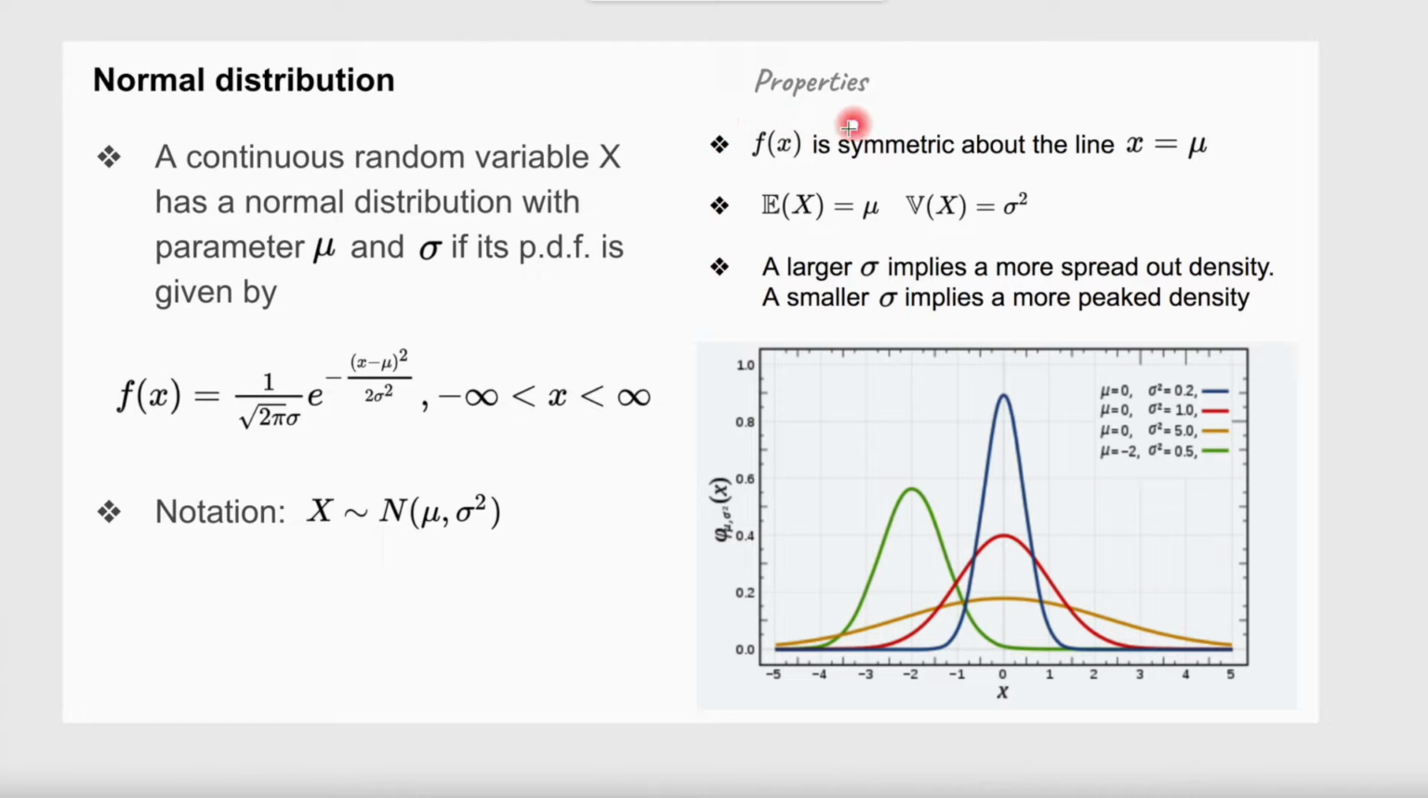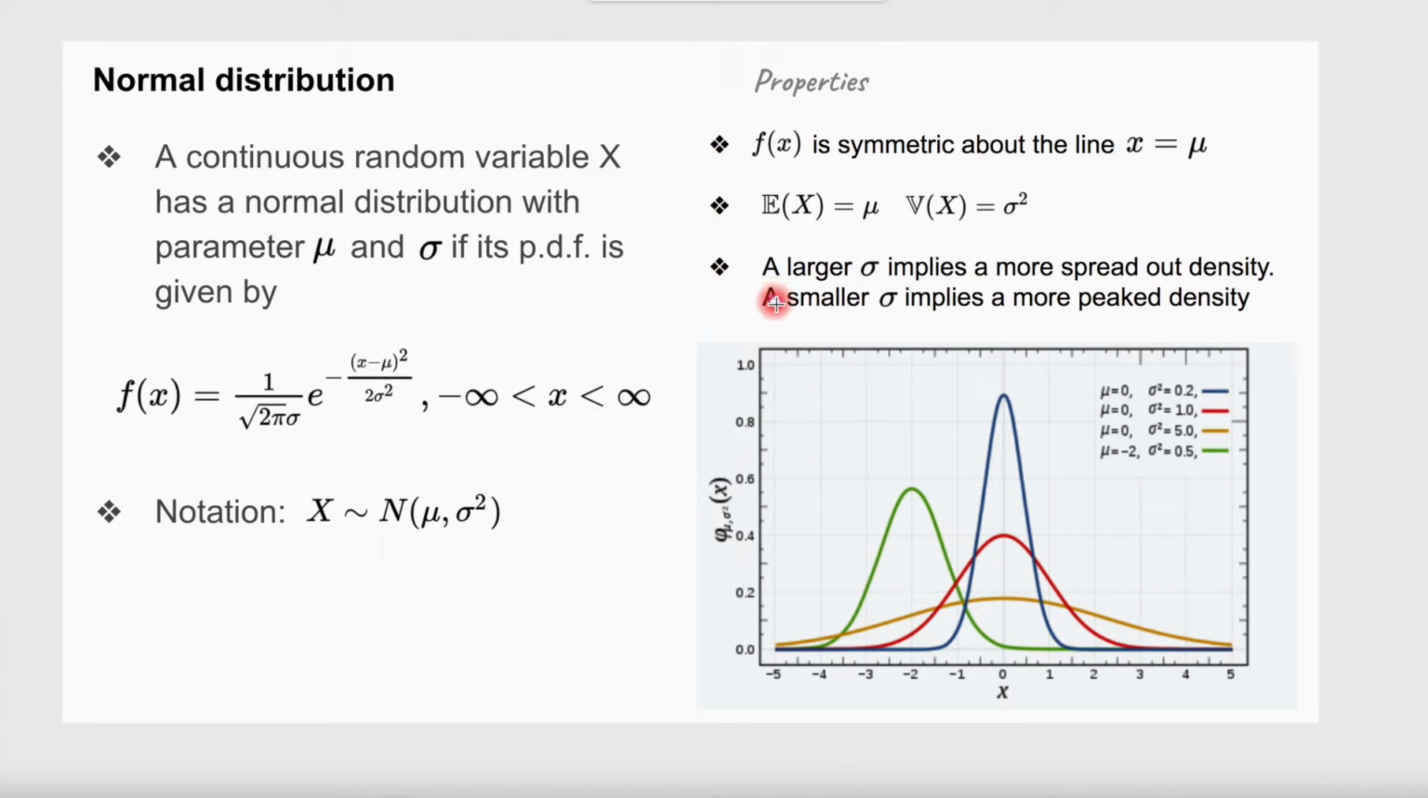Now here are some properties of the density function f(x). f(x) is symmetric about the line x equals mu. The second property, the expected value of x is mu. The variance of x is sigma squared, or the standard deviation of x is sigma. The calculation of this is a bit complicated. We will not cover the calculation in this video, but we just need to remember that in this density function, mu is the mean of the random variable x, sigma squared is the variance, and sigma is the standard deviation.